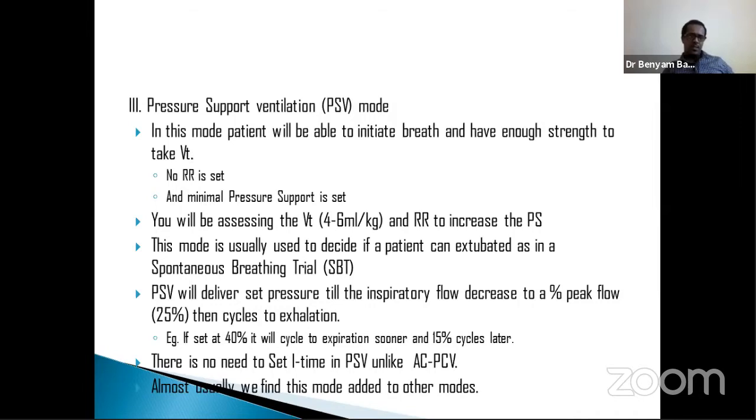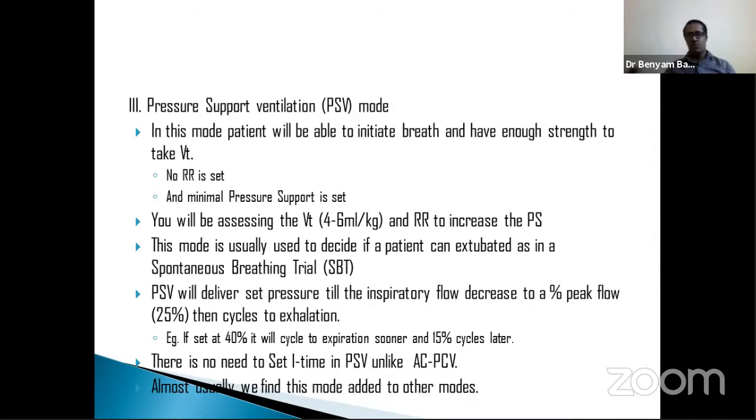So usually in this setting, it's not common to find in current ventilators, but we find this in this setting, especially if we are about to do a spontaneous breath trial. So usually there is no respiratory rate to be set because the patient is initiating a breath, and no volume to be set, but rather we'll adjust the minimal pressure support in pressure support ventilation mode. So you'll be assessing whether the patient is getting the tidal volume and the respiratory rate.